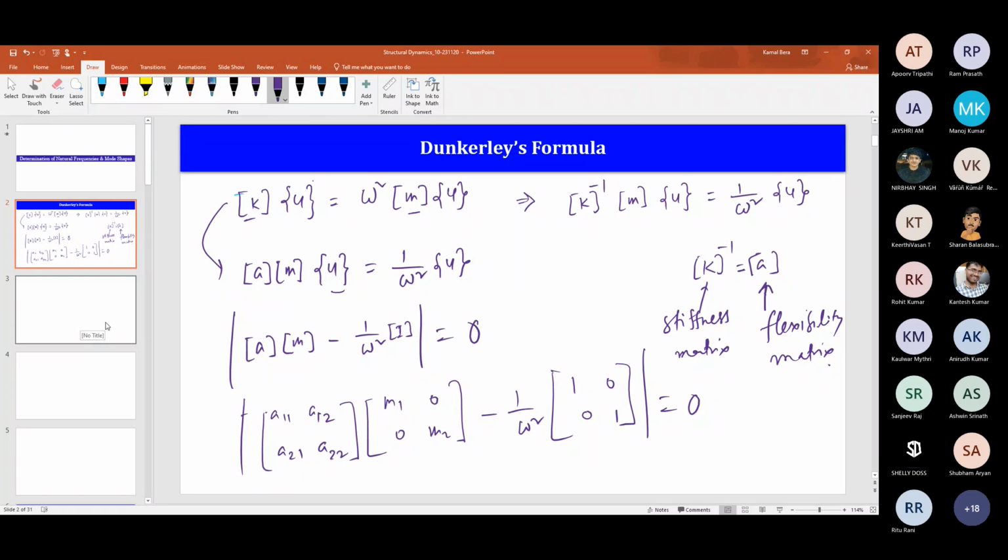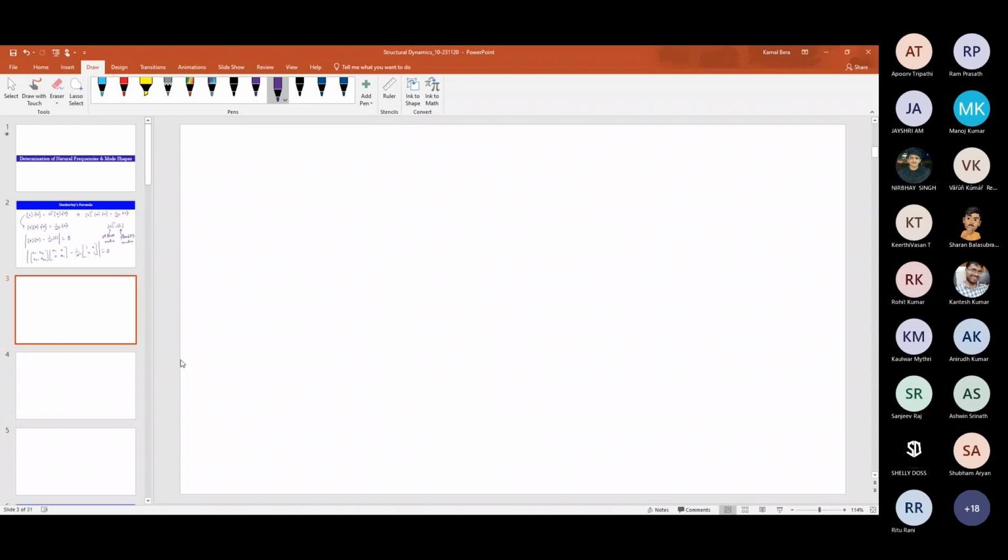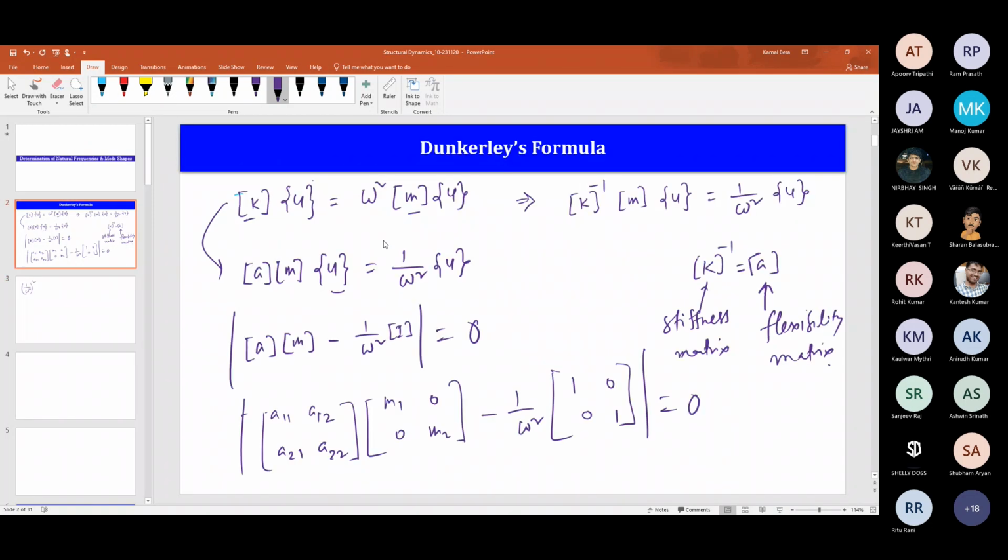That is the Dunkerley method. So if you just do this calculation, can you tell me what polynomial expression you are getting? Obviously 1 by omega to the 4 will come. Since it is a 2 degrees of freedom system, there are 2 natural frequencies. Can you tell me the complete expression for this?